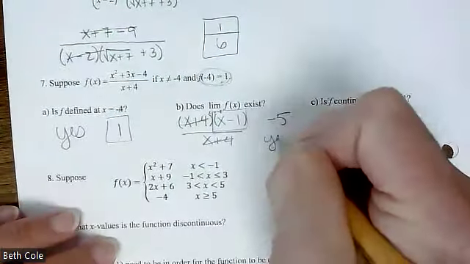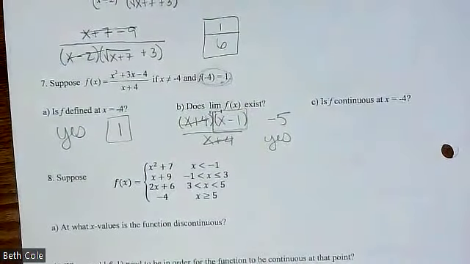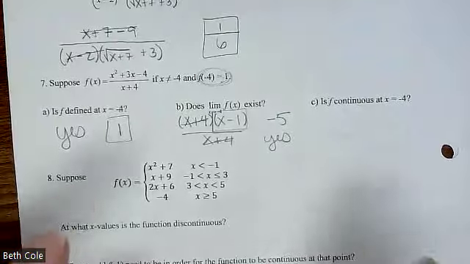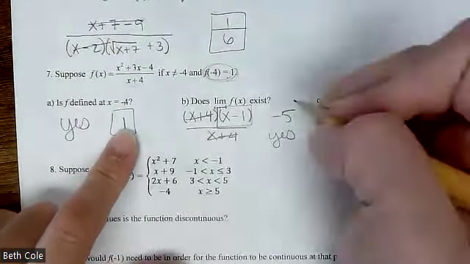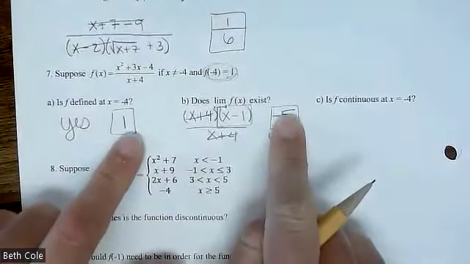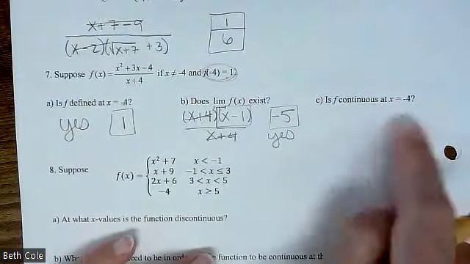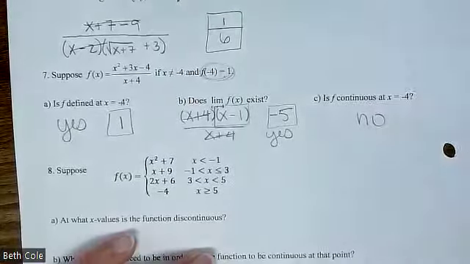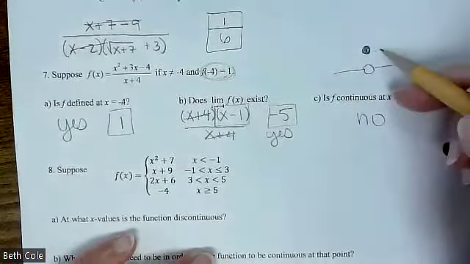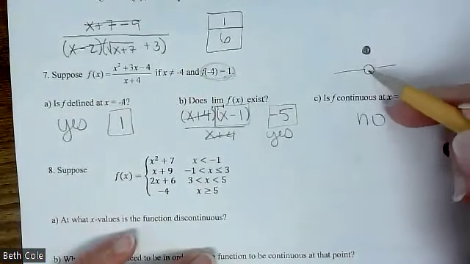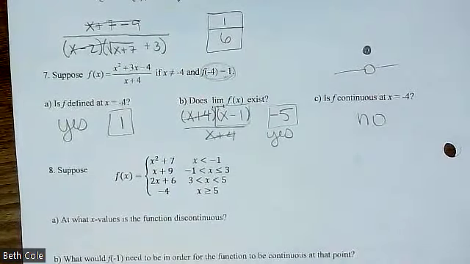So is there a limit? Yes. We didn't get D and E. We got an answer. So yes. So before I read part C, there's a point at 1, but the limit is at negative 5. So is the function continuous? No. It would be a situation like this, where there is a point and there is a limit, but it's like, haha, I tricked you. I stole the point. It's over here now. That's what it would look like.